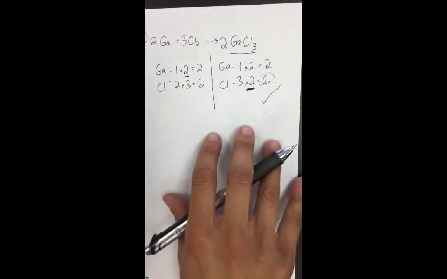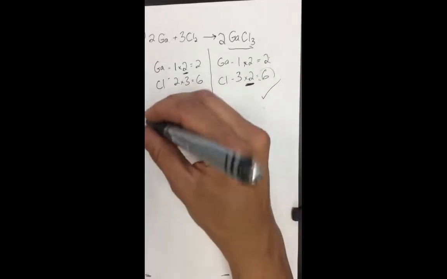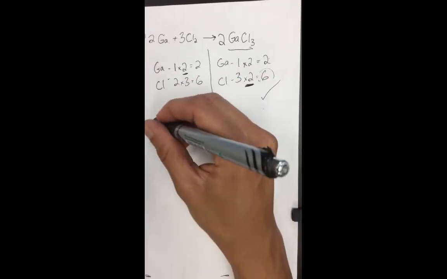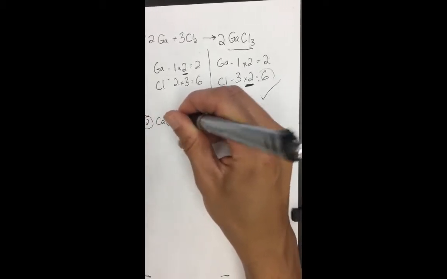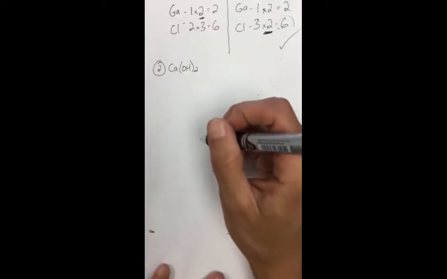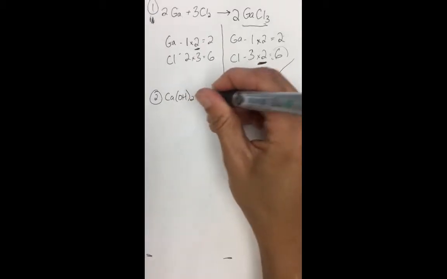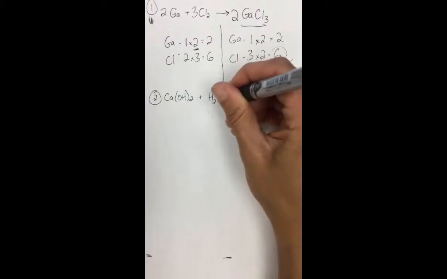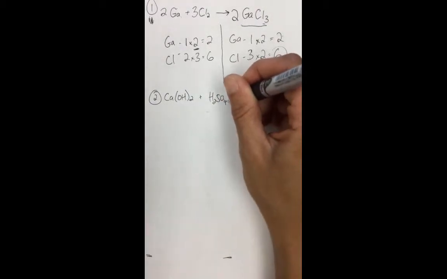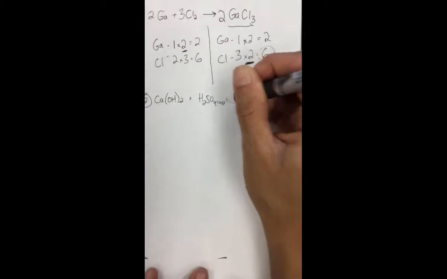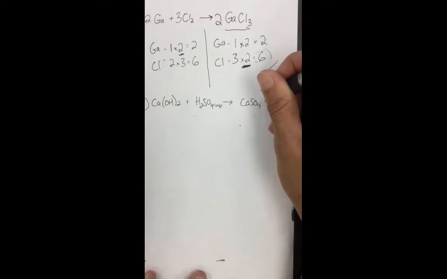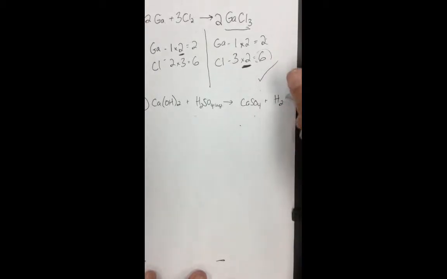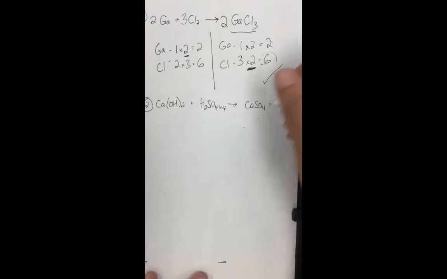Let's look at something that's a little bit tougher. So we're going to add in a few more of our different elements here. So we'll start off with calcium hydroxide. And we're going to add some sulfuric acid. So long compound, short name. And that's going to produce calcium sulfate and H2O. So already we can see that we've got a couple of things that look similar on each side.